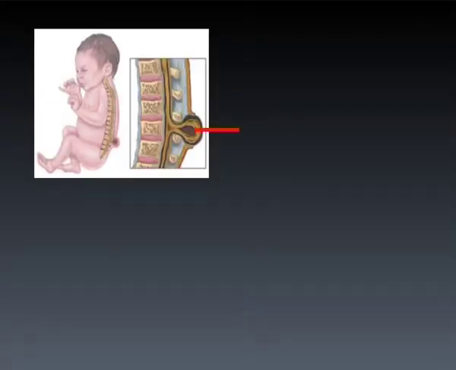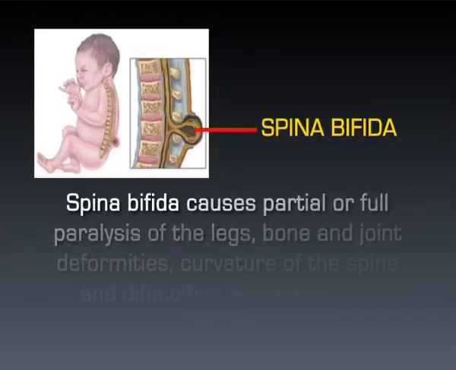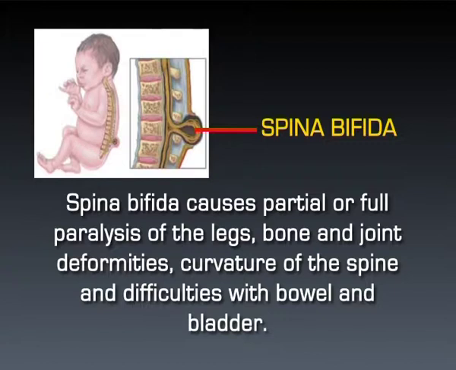Physical disabilities may result from permanent injuries to the brain, spinal cord, or limbs, which prevents proper movement in parts of the body. Different physical disorders create different functional limitations in the body. Spina bifida causes partial or full paralysis of the legs, bones and joint deformities, curvature of the spine, and difficulties with bowel and bladder.